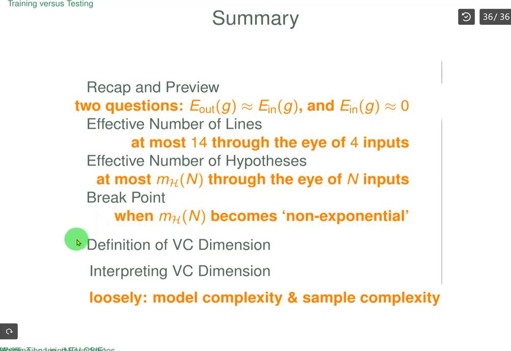And also we introduced the definition of the VC dimension and its interpretation, right? VC dimension plays a very important role in model selection, or generally in machine learning, as it can easily be used to characterize model complexity in most cases, but also can be used to define sample complexity. So knowing VC dimension is a very important part of this lecture series.